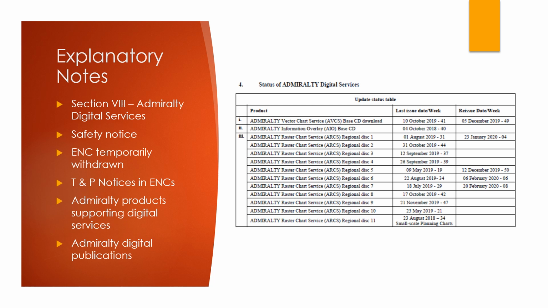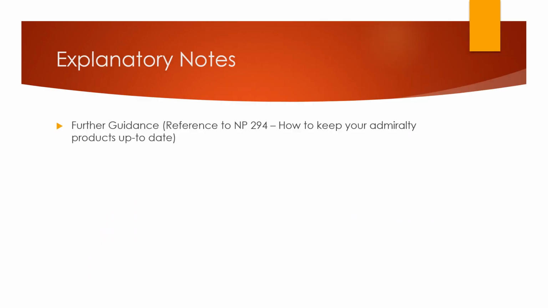These are the 8 sections that are provided by the notices to mariners, which is important for the mariner to know and for you to become familiarized with. Lastly, the information provided is about further guidance. The further guidance refers to NP 294, which is how to keep your Admiralty products up to date, and it also provides a reference to NP 100, the Mariner's Handbook, which gives explanations of the limitations of the charts and details of the UK Hydrographic Office policy for the promulgation and selection of navigationally significant information for charts.